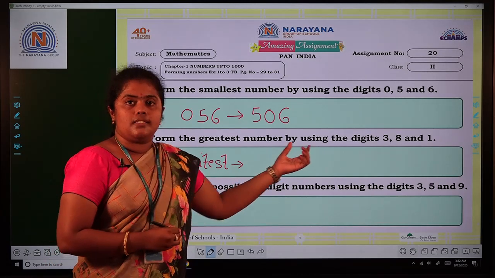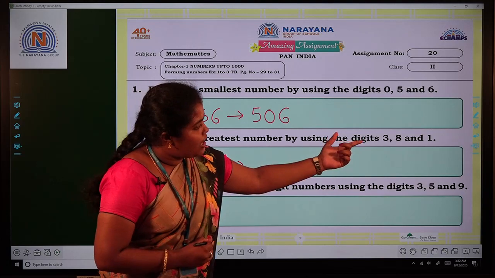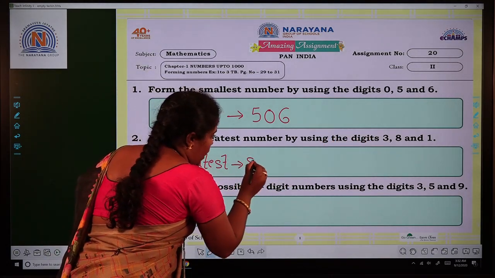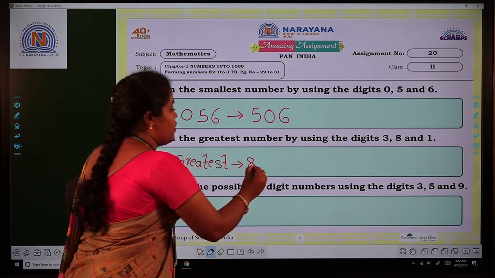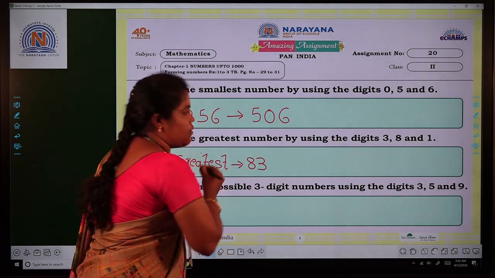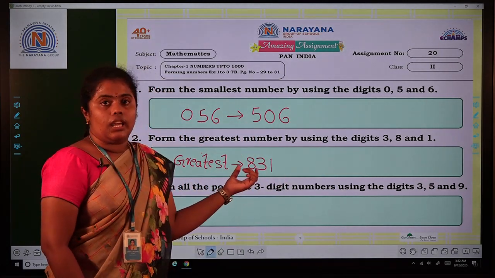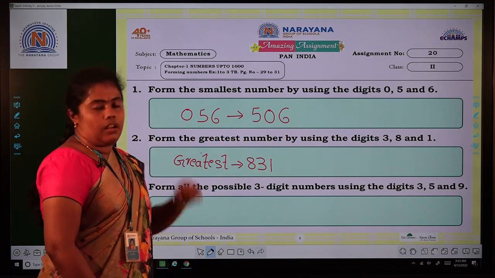We have to arrange these digits in descending order. So which is the biggest number here? 8 is the biggest digit. So we have to write 8 first. After 8, the biggest number is 3, and the next biggest number is obviously 1. Now we are arranging in descending order, so we are able to form the greatest number.